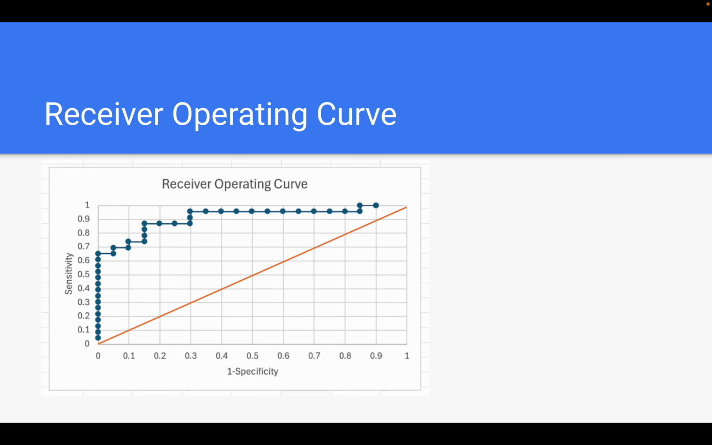Receiver operating curves show the performance of a diagnostic test across different thresholds by plotting sensitivity on the y-axis and 1 minus specificity on the x-axis. The point closest to the top left corner is considered optimal because it represents the highest sensitivity and specificity.